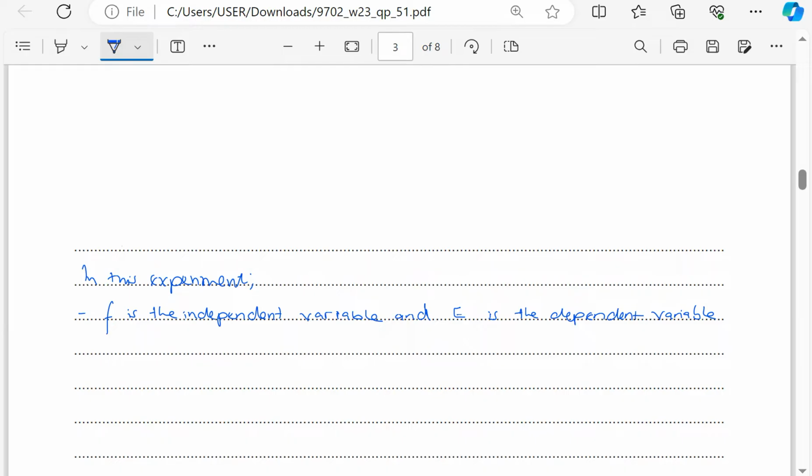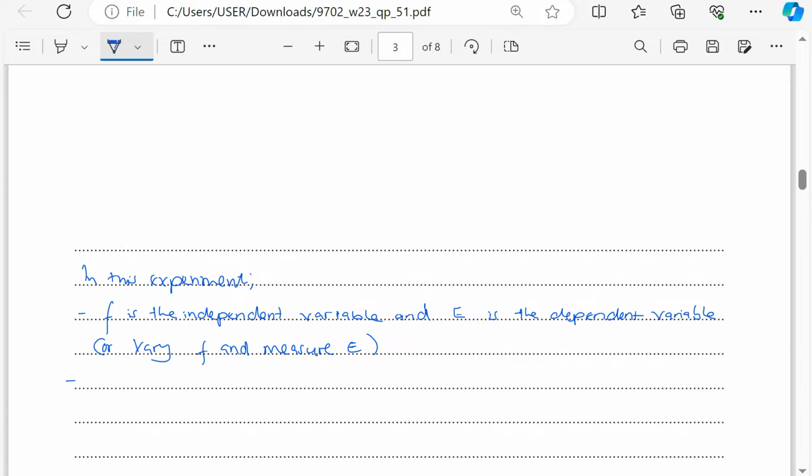Alternatively, you could simply say vary F and measure E. Don't say both at the same time. If I say F is the independent variable and E is the dependent variable, I don't again repeat myself by saying vary F and measure E.